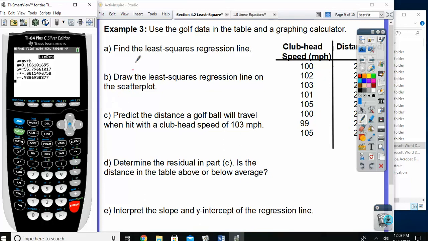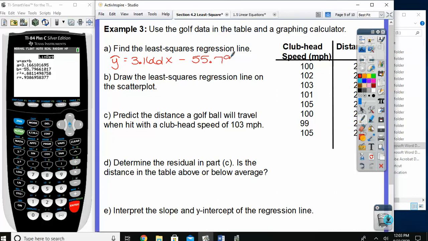Okay. So my equation then is y hat equals 3.1661x. My b is negative 55.7966.